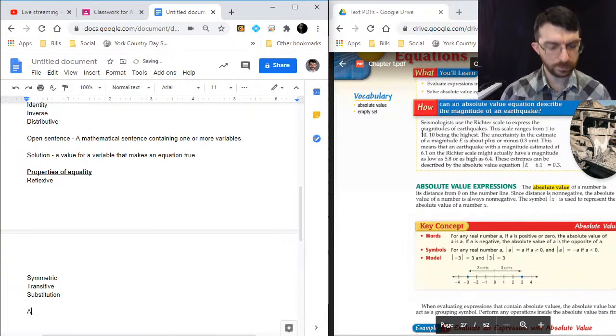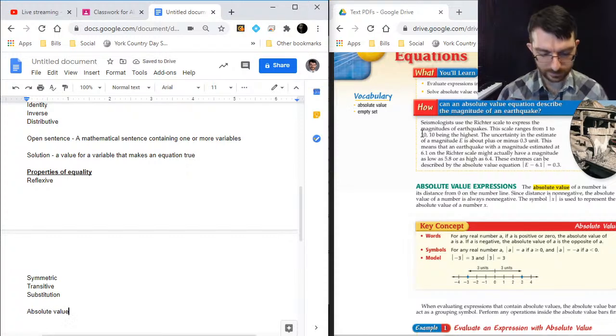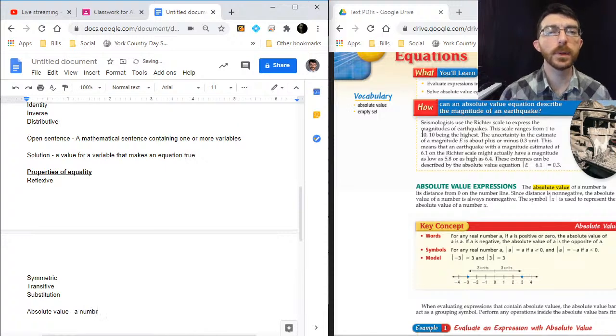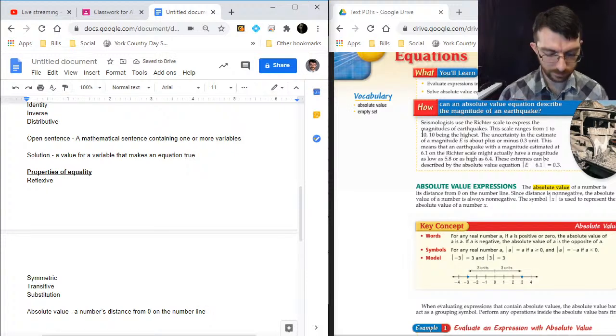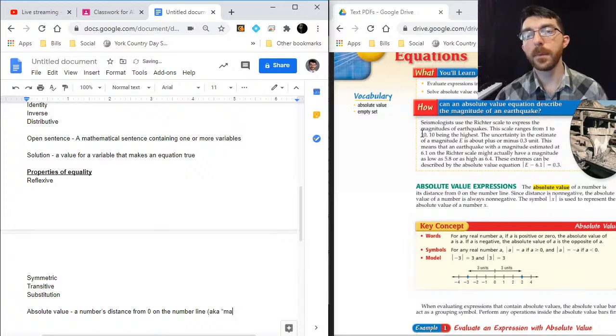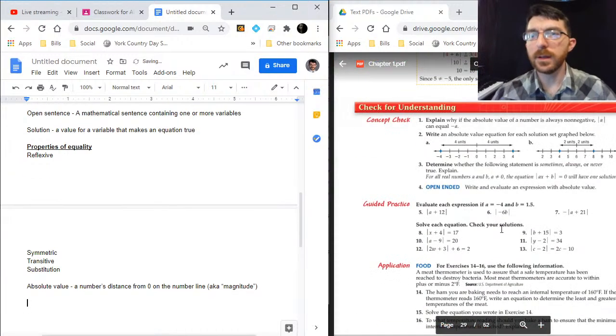Absolute value. And that is a number's distance from 0 on the number line, aka magnitude. Magnitude? Sure. Magnitude. Close quotes on that. Okay, let's see now.